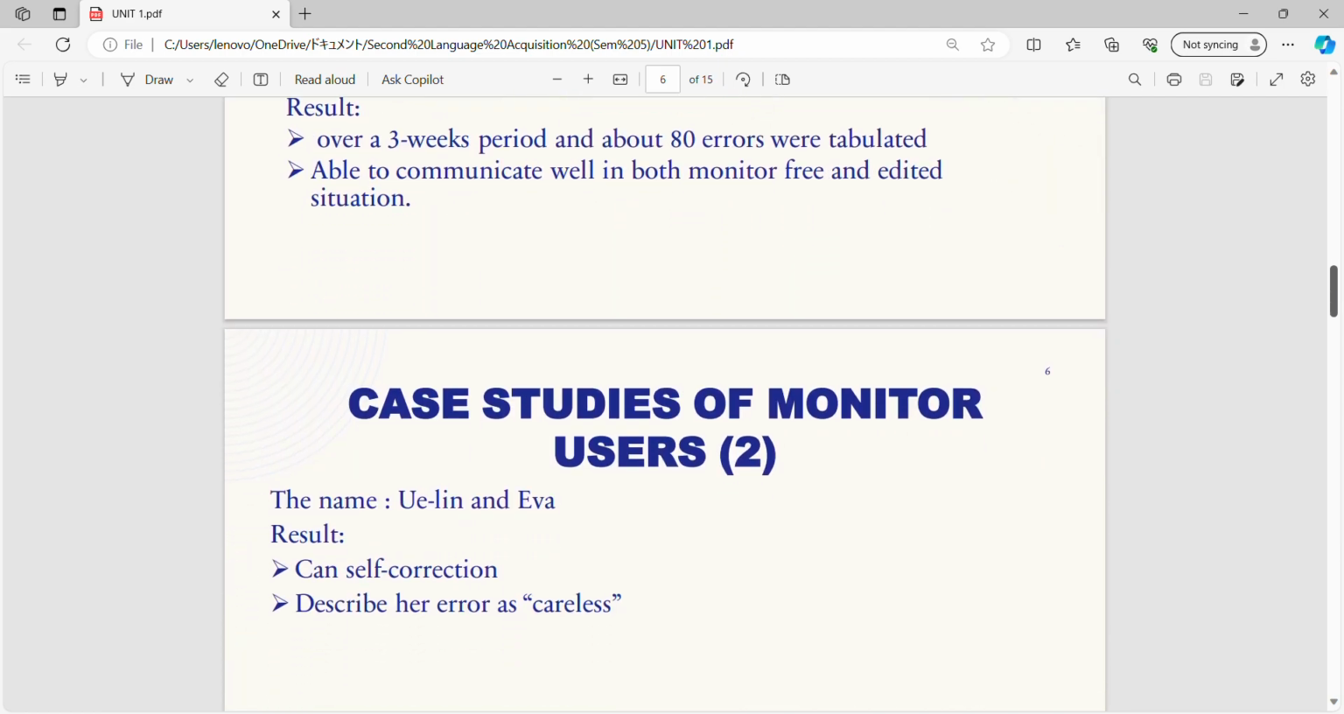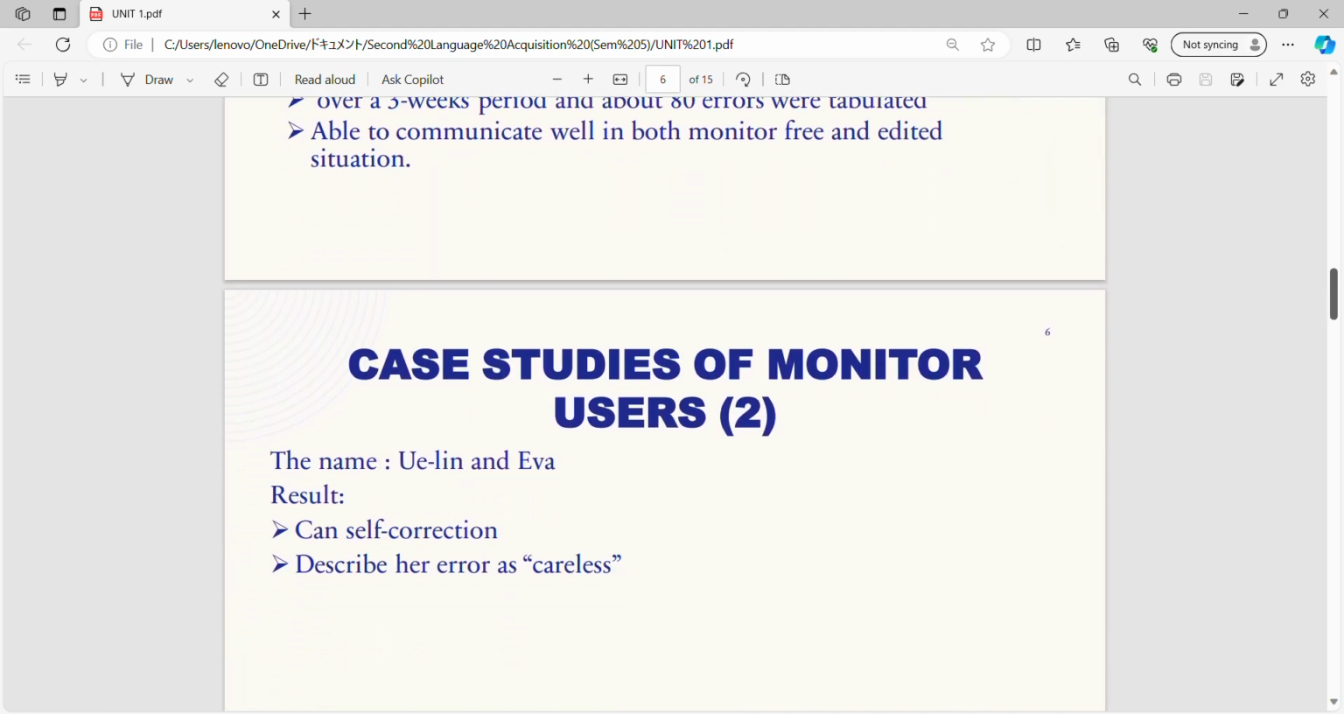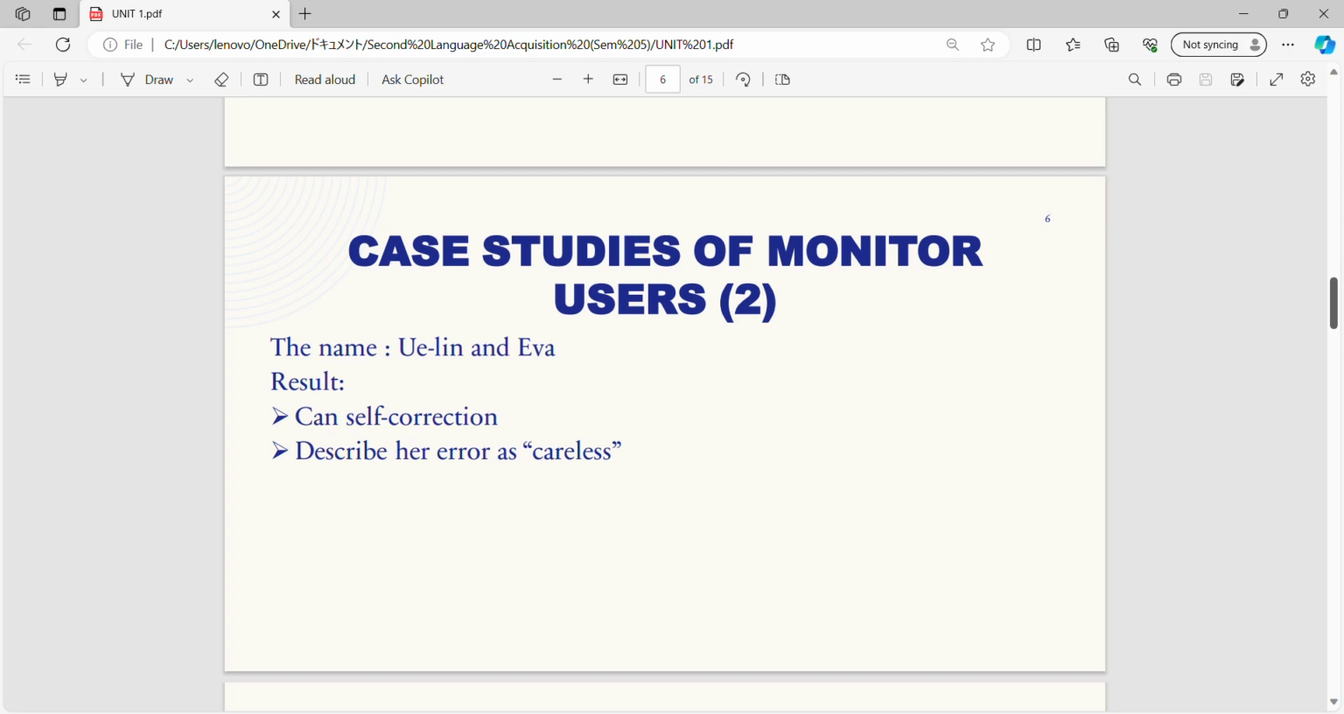Okay, for the next case study, there are two persons named Ulin and Eva. This second case study was of two persons whose result when learning English was that they can do self-correction, and second, they can describe their errors as careless. From this second case study, it means that Ulin and Eva knew about English, and they can do self-correction, such as if they know how to speak and they know what the error is.